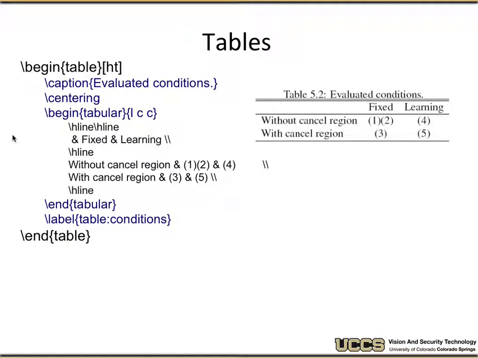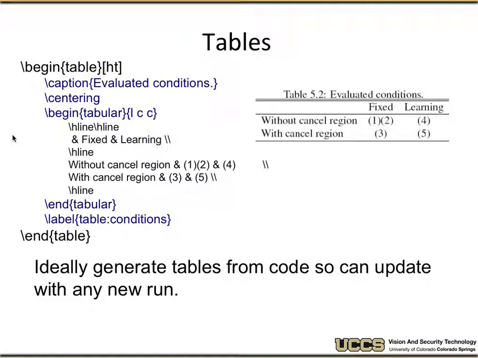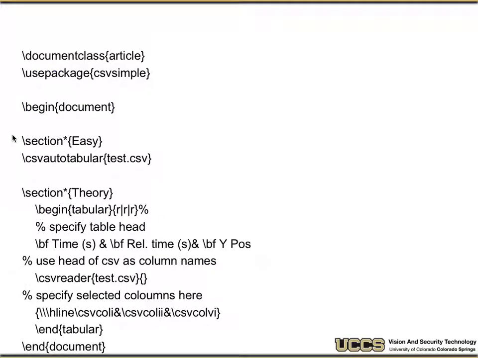You can do things where you have conditions and you start generating complicated tables. It's ideal to generate code so you can generate a table from any new run. So if I wanted to do something like this, there's actually a very nice package that I recommend in your beginning. It's called csvsimple. This package allows you to basically read in a CSV file and tell LaTeX how to format it for you. So if your code can generate a CSV file, then your document will always get the newest CSV file and just recompile it every time it does this.